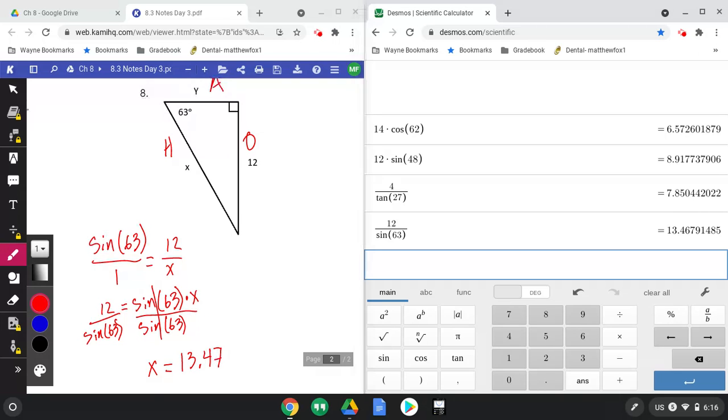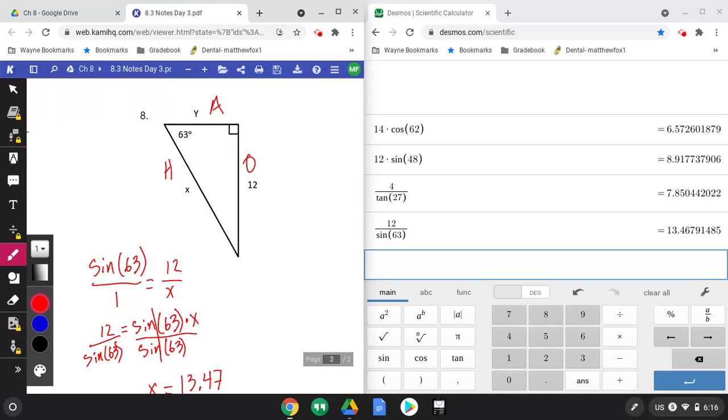And we're almost done. The final one we're going to do together. Let's find what y is. So y up here is the a. So o and a, that's going to be tangent. So the tangent of 63, once again, I'll put it over 1. That's going to equal TOA. O is 12 over a, which is y. We cross multiply. Once again, we get 12 equals tangent of 63 times y.